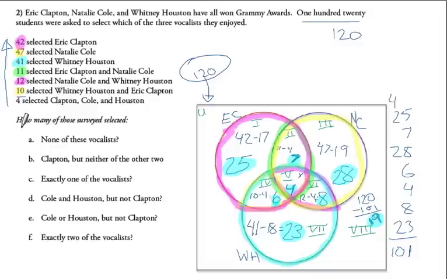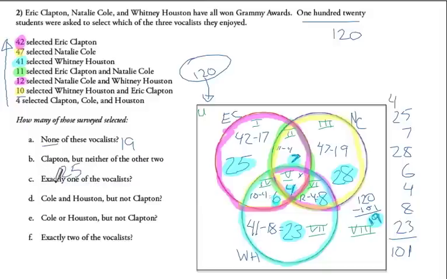All right, so let's go ahead and answer some of the questions. How many selected none of the vocalists? Well, none is going to fall out here in region 8. That's 19. How many liked Clapton, but neither of the other two? So just Clapton, Clapton only. And that's going to be region 1 right here. And that's 25.